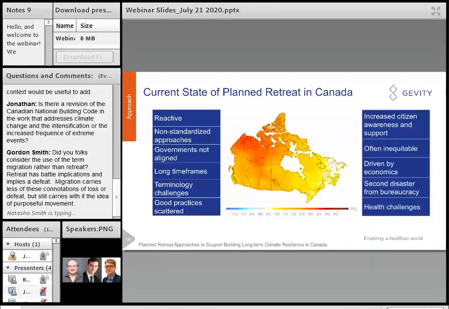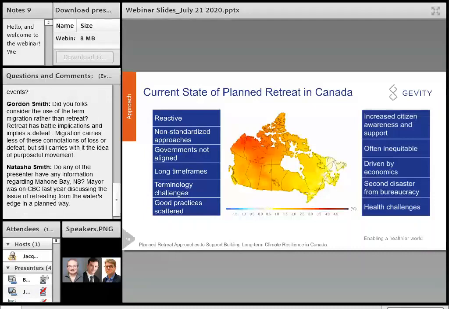We also found that planned retreat projects and implementation is often quite inequitable. People are left out of the process. In some cases, in reference to mandatory retreat, some people are included in that mandatory retreat action, and literally their neighbors are not included. And so this can be perceived, especially by communities, as being quite inequitable.